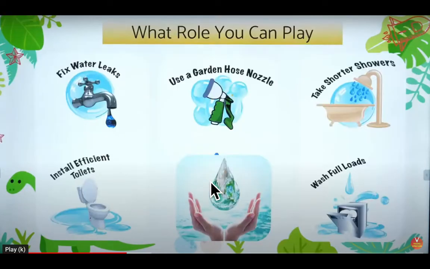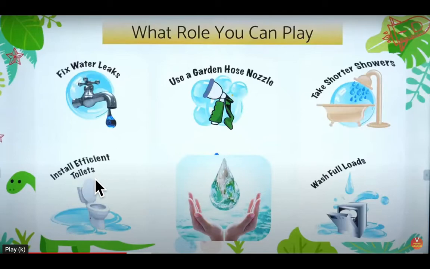Now, the most important thing: what role can you play in saving water? Fix water leaks, which means if taps are leaking, you should get them repaired. While brushing, do not keep the tap open continuously. Just wet your brush, close the tap, and afterwards you can open the tap again. Use a garden hose nozzle and take shorter showers. Basically, don't take a shower for a long time. Instead of a shower, try to bathe with the help of buckets.